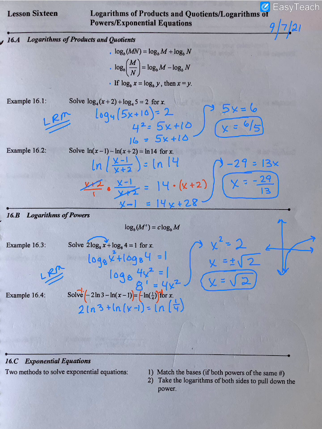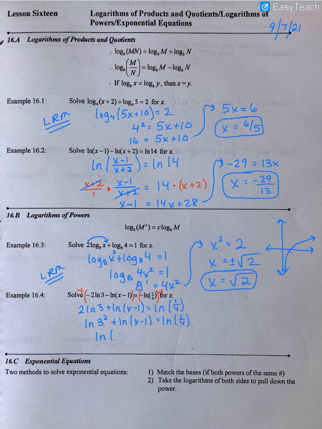On the left, I have a coefficient of 2 out front of natural log of 3. So I'm going to use my power rule and rewrite it as natural log of 3 squared plus natural log of x minus 1 equals natural log of 1/4. Now on the left, I have two logs being added, both natural logs to the same base. Two logs being added can be rewritten as one log where the insides are multiplied. So I can take my 3 squared, which is 9, multiply it by x minus 1.